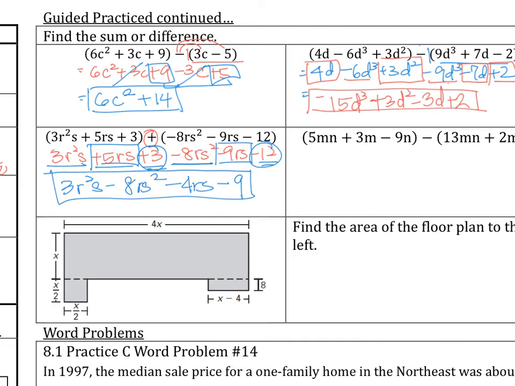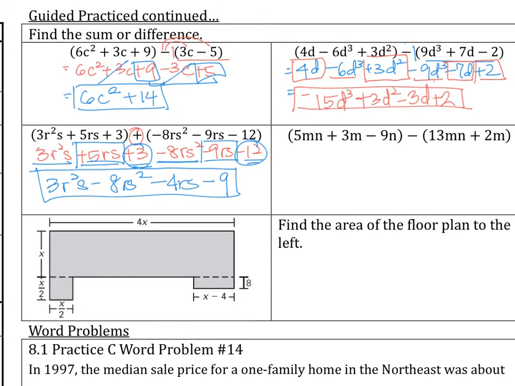And for this next problem, we have 5mn plus 3m minus 9n, and here we need to distribute the negative 1 into the binomial to the right. So that would be negative 13mn, and then negative positive makes negative 2m. And now we have to combine like terms. So plus 5n can be combined with negative 13mn. So that would be negative 8mn.